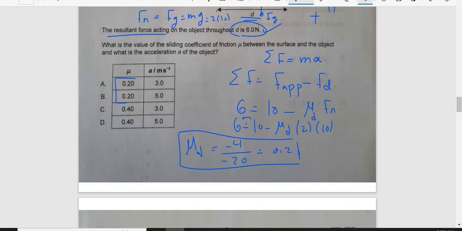Now I need the acceleration. Let's go back to Newton's second law. All the forces acting on the object, F net, will equal mass times acceleration. The net force is 6. Mass of the object 2 times the acceleration, divide both sides by 2. So the acceleration will be 6 divided by 2, which gives us 3 meters per second squared. So in this one, the correct answer is A.